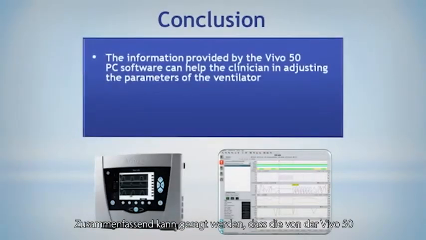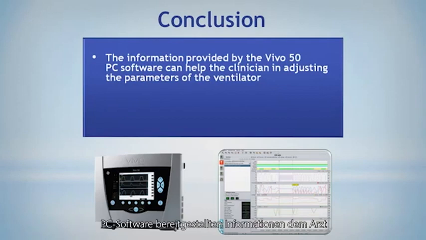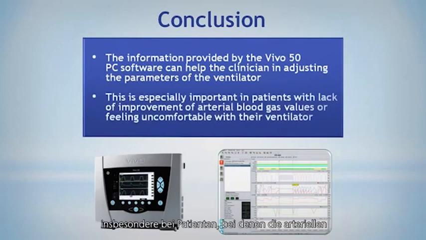In conclusion, the information provided by the Vivo 50 PC software might help the clinician in adjusting the parameters of the ventilator, especially in those patients with lack of improvement of arterial blood gases or feeling uncomfortable with the ventilator.